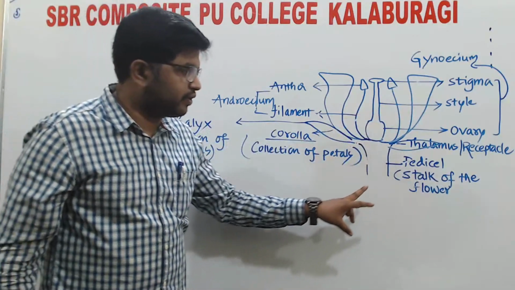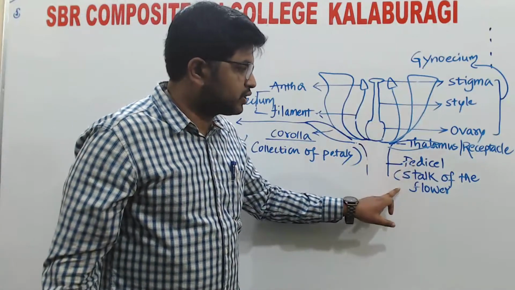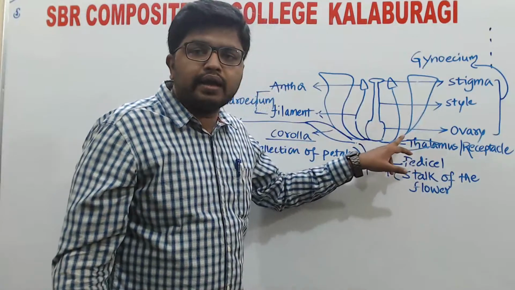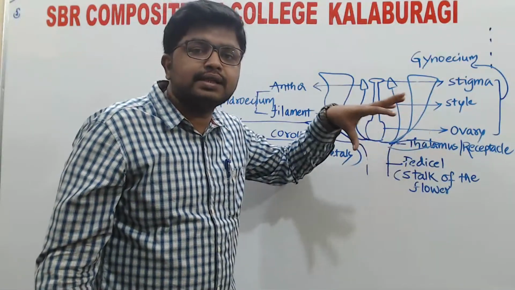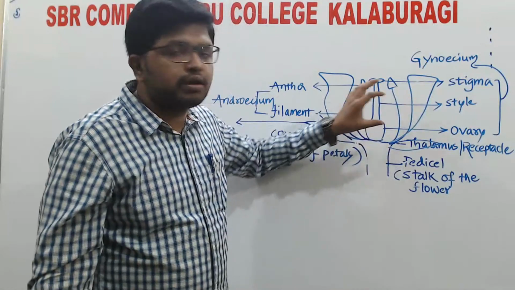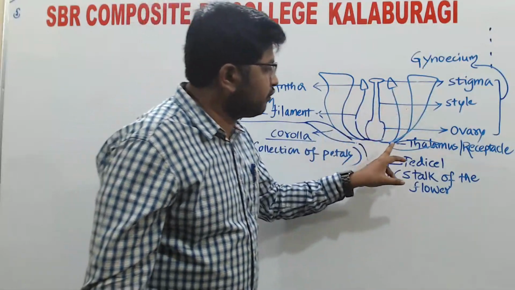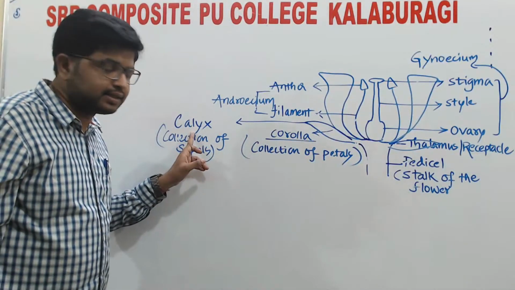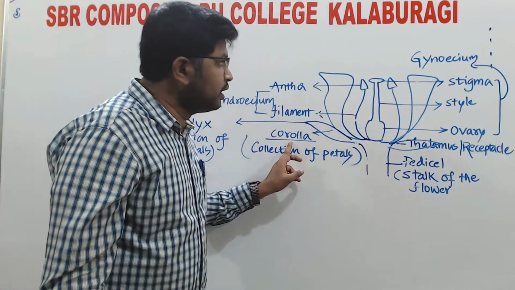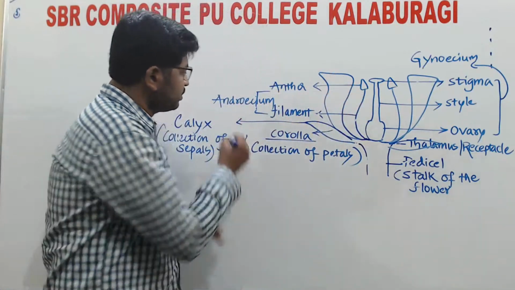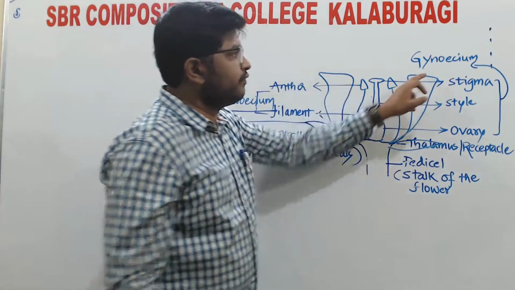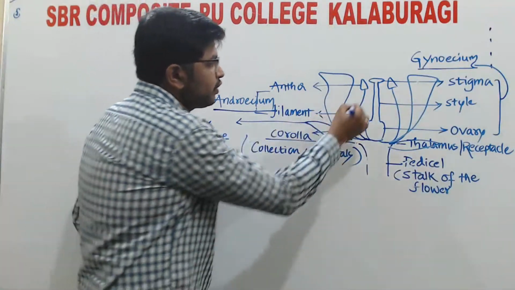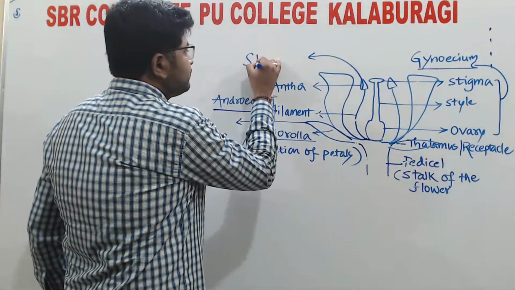So I will just brief it once. Pedicel is the stalk of the flower. Thalamus is the swollen end of the pedicel where floral leaves are arranged. It is the structure on which all the floral leaves are present. Now, if you go from outside to inside, the outermost layer is the calyx. Then we have the corolla, then the androecium, then the gynoecium. Right? So this is how. Now this structure we call as what? Stamen.